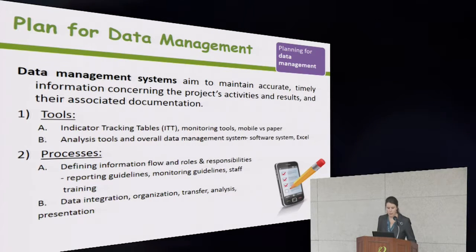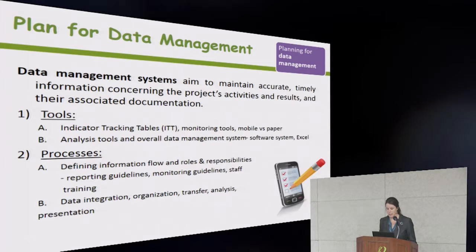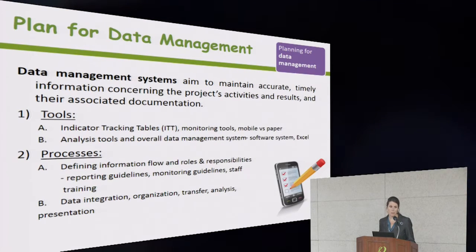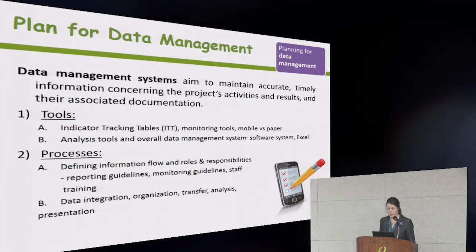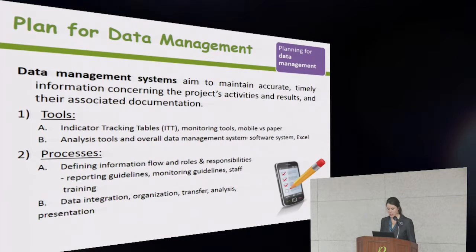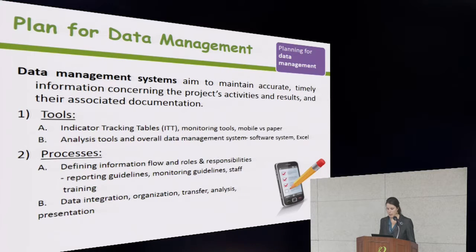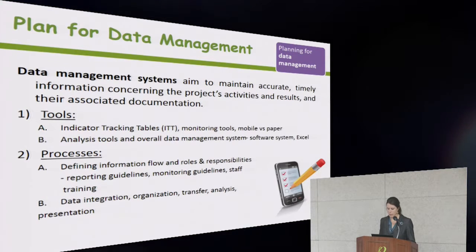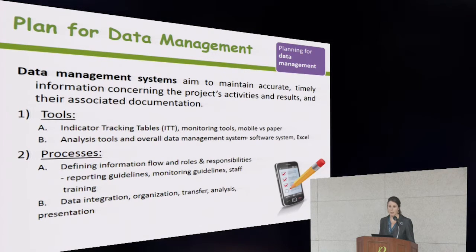And then you need to think through your processes. So the processes to be considered in a data management system will include the flow of information and roles and responsibilities. So all of these should be planned out before activity implementation begins, but the data management system should continue to be enhanced and improved throughout implementation to make it most effective and in line with actual project needs and procedures.